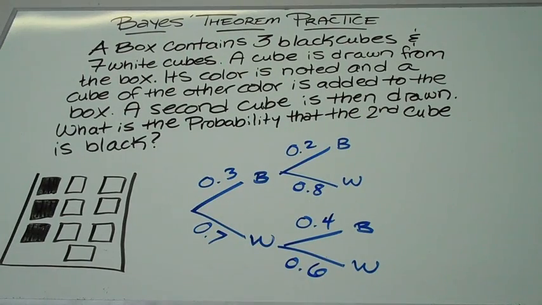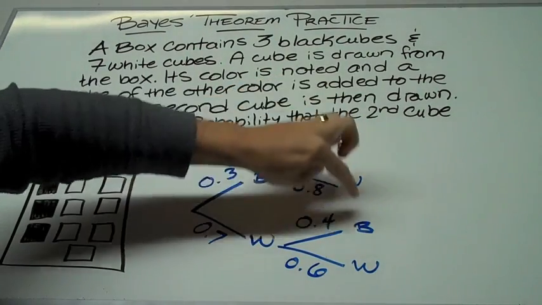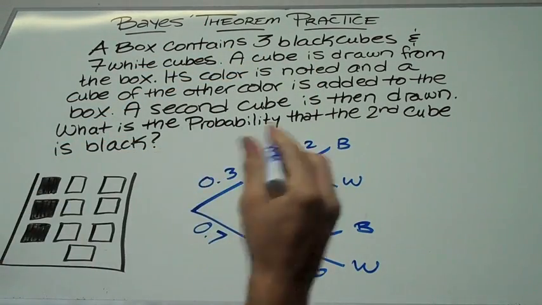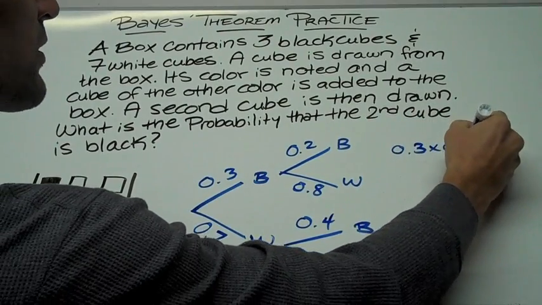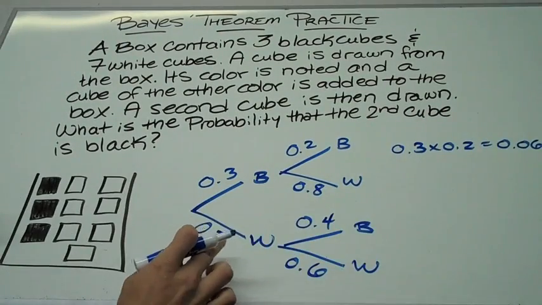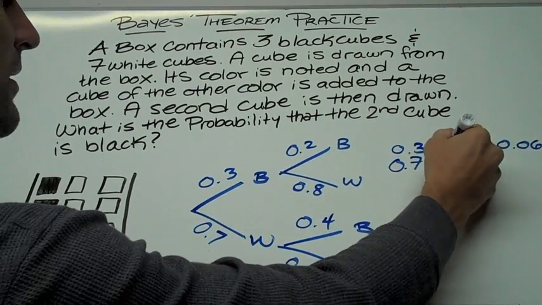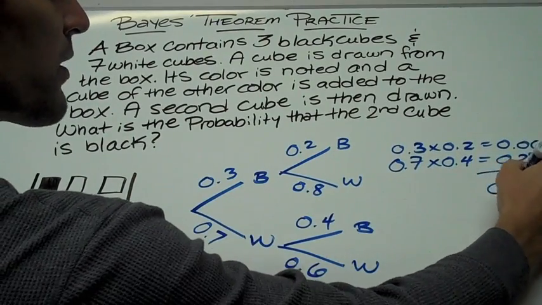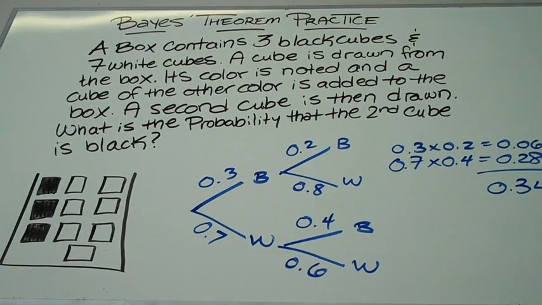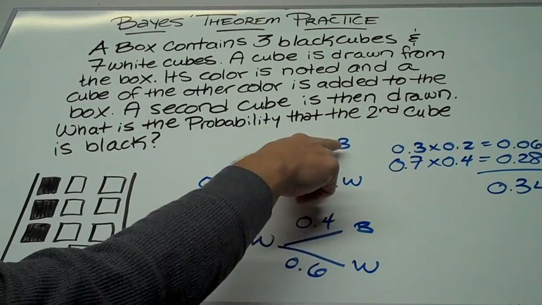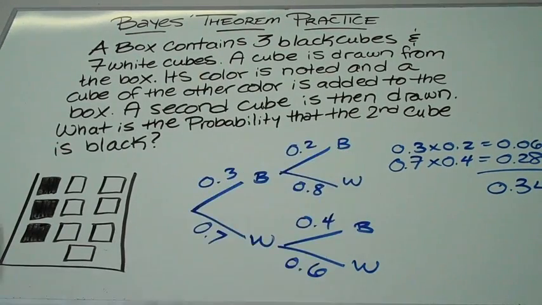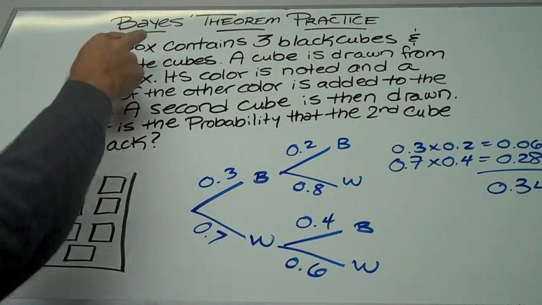Well, Bayes' theorem of total probability says if you want to know the probability of getting a black on the second draw, that's going to be this times this plus this times this. It will be 0.3 times 0.2, which is 0.06, plus 0.7 times 0.4, which is 0.28, which will give us a total of 0.34, or a 34% chance, a probability of 0.34. Well, this is black times black given black, plus white times black given white. That's what Bayes' theorem of total probability says.